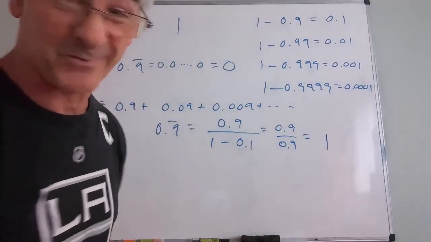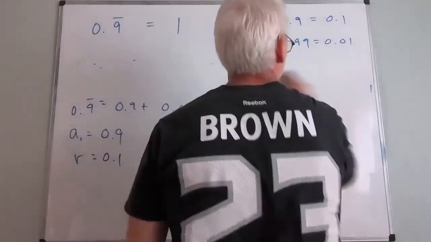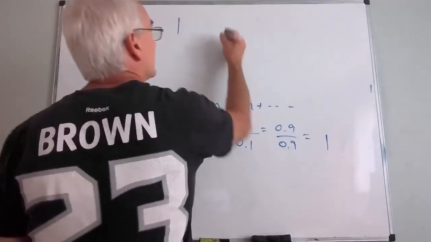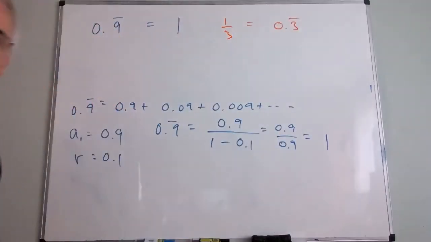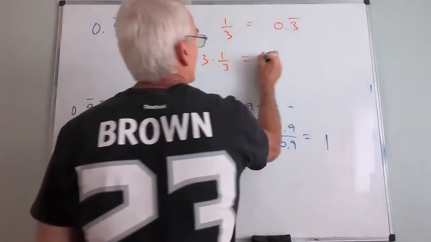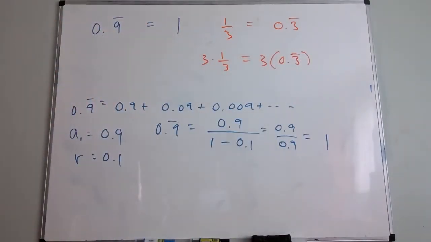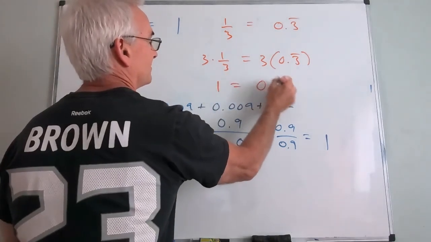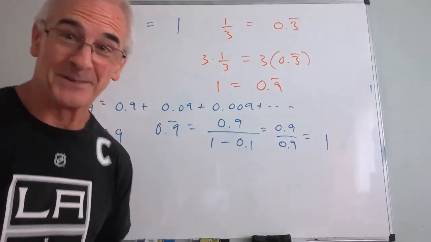Proof number 3 is the easiest one of all. So if you forget proofs number 1 and 2. All right. What is 1/3? Isn't that 0.3 with a bar? What's 3 times 1/3? Well, that's 3 times 0.3 with a bar. What do I have on the left? 1. What do I have on the right? 0.9 with a bar. It's crazy cool.